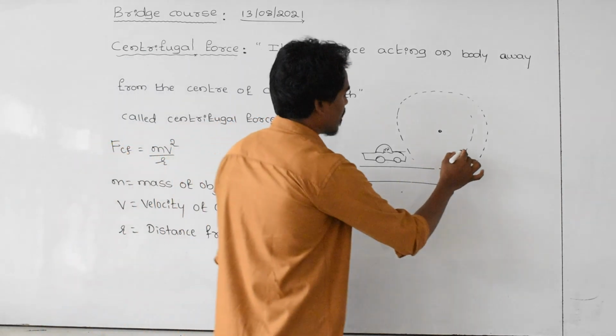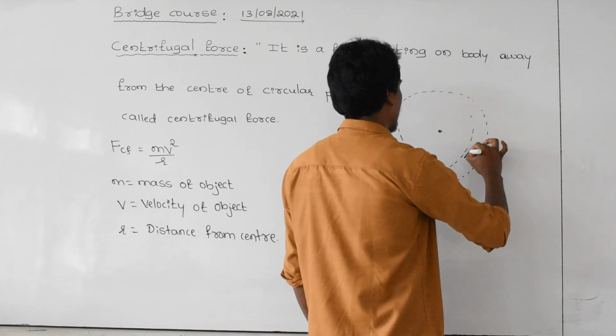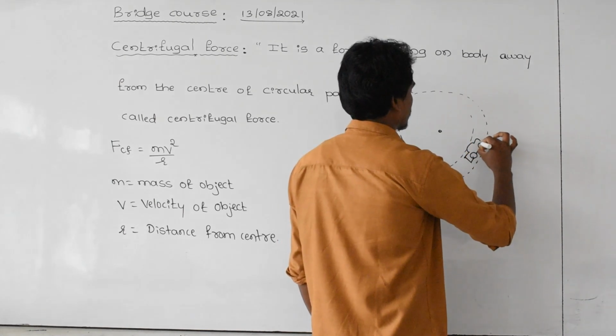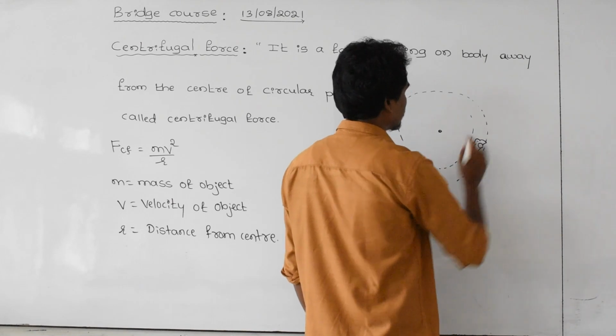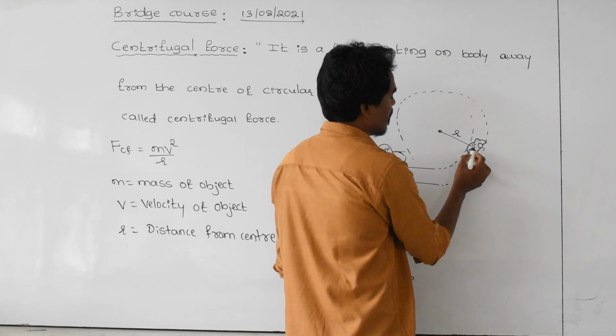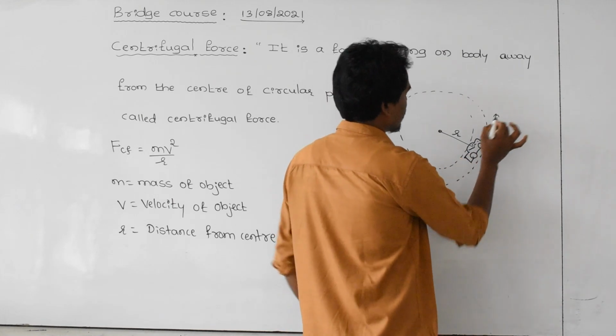Let us take, now the car is here. When the car is at this point, this is the distance, this is r, and the mass of the body is m, and v is its velocity.